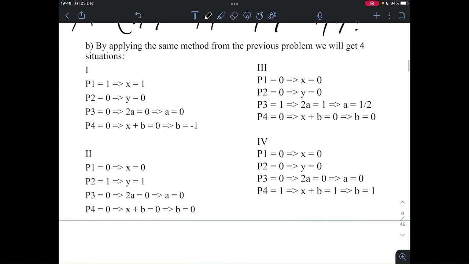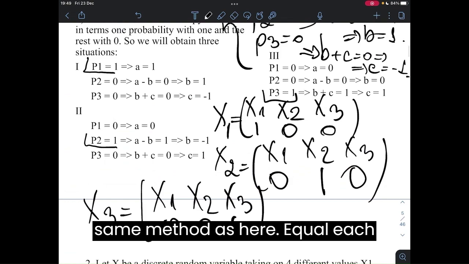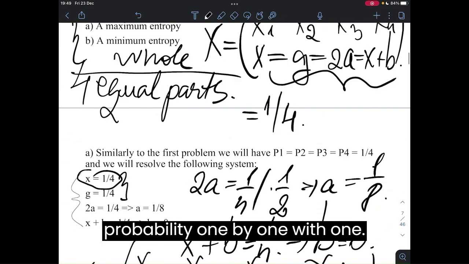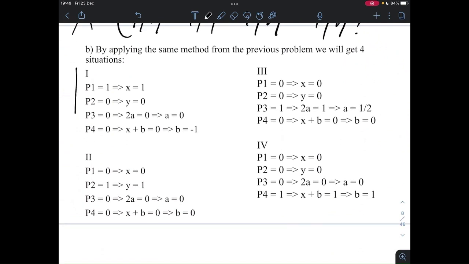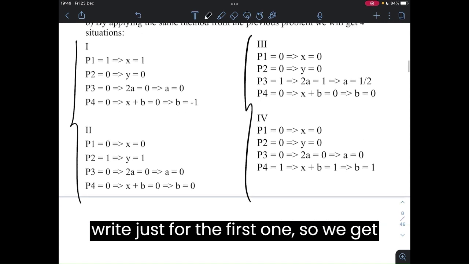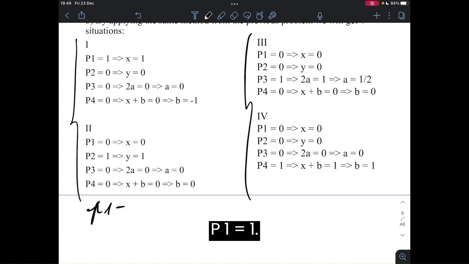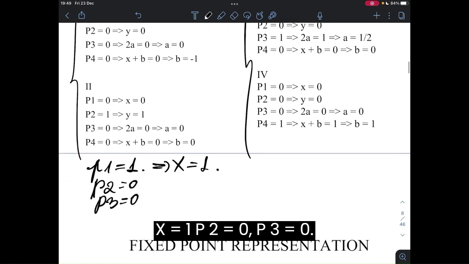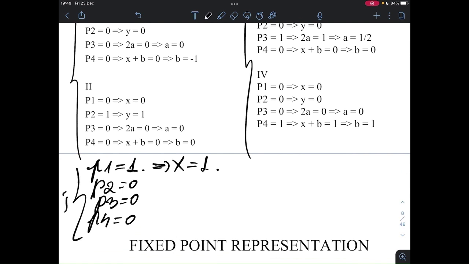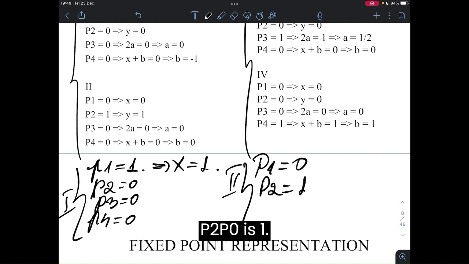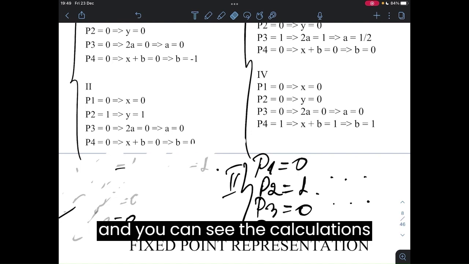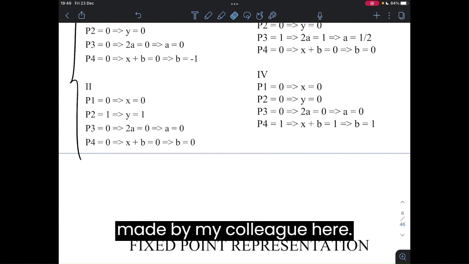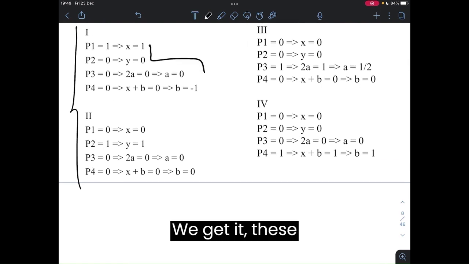Okay. For the minimum entropy, we apply the same method as here, equal each probability one by one with 1. I will not write the system for all of these, I will write just for the first one, so we get the idea. So we get that P1 equals 1, x equals 1, P2 equals 0, P3 equals 0, P4 equals 0. And this is the first, this is the second. I will not calculate this because it will take a while. And you can see the calculations made by my colleague here. We get these cases.